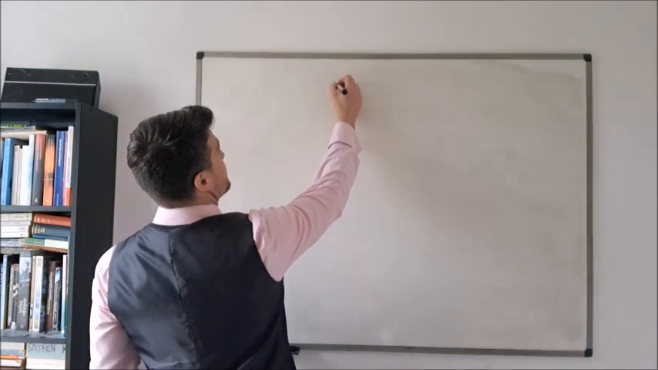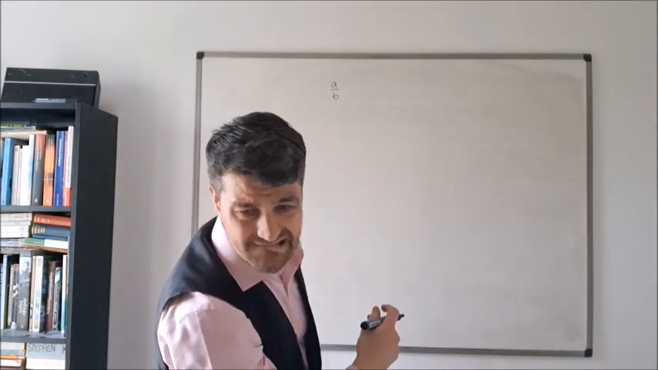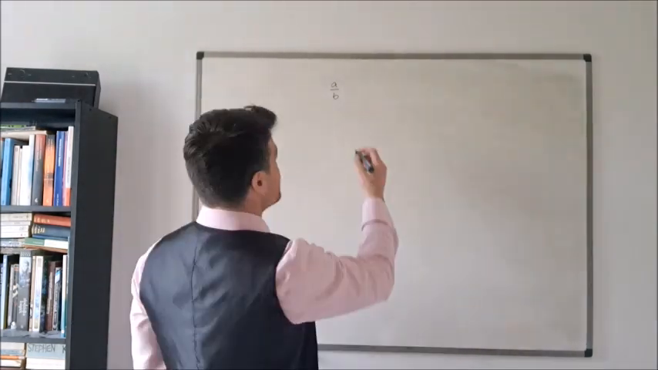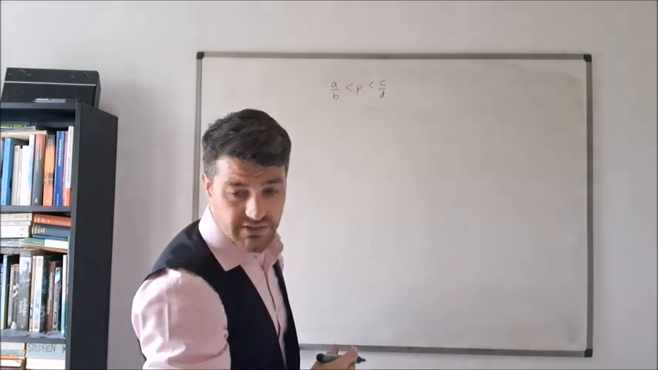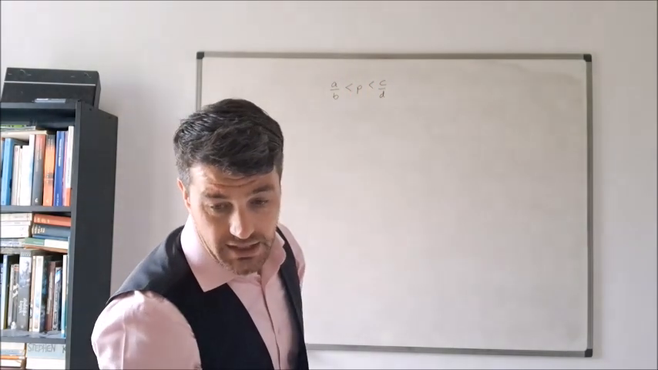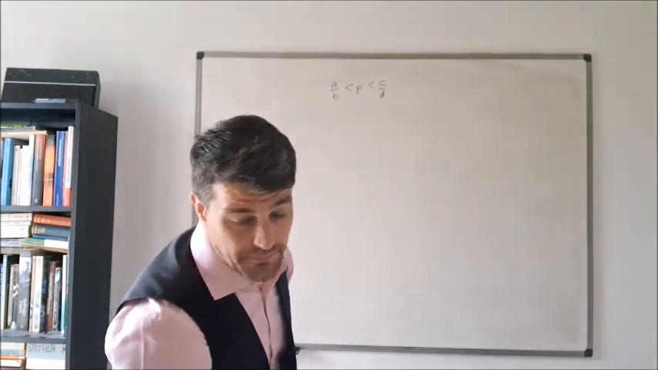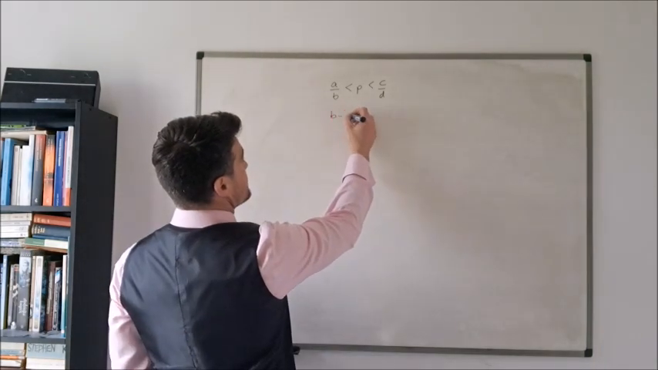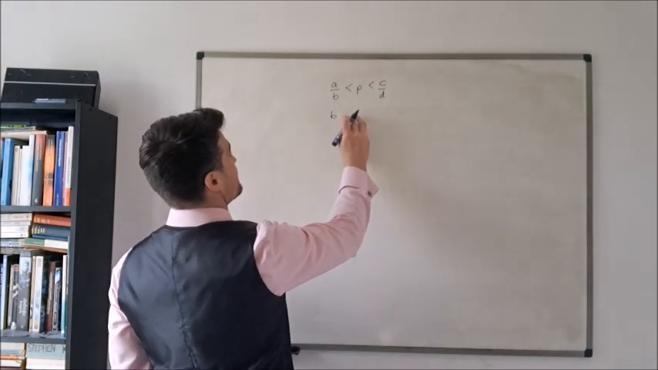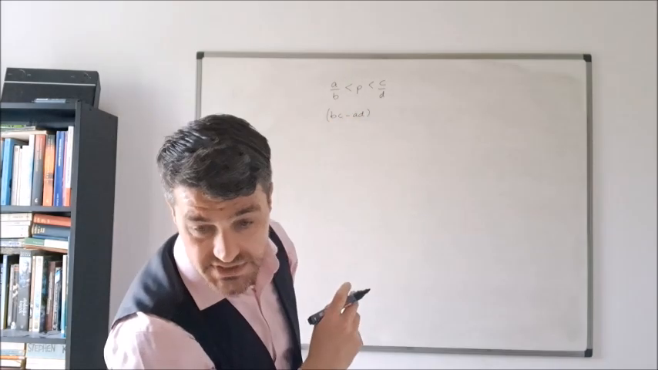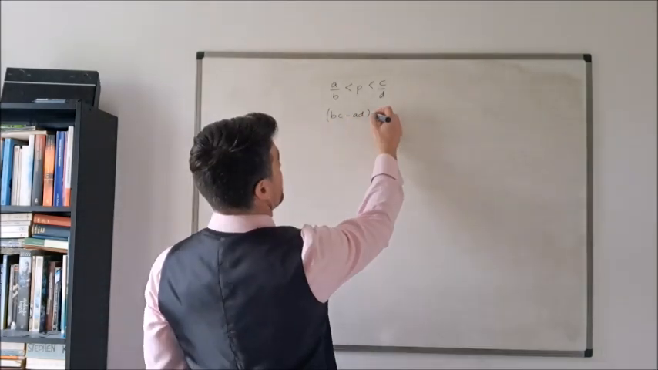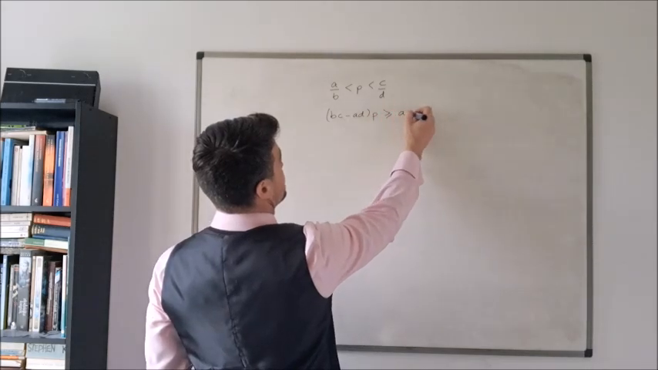So now we've got A over B is less than P is less than C over D. That's the data that we're given. And if that's the case, prove that BC minus AD, not B minus C, BC minus AD times P is greater than or equal to A plus C.